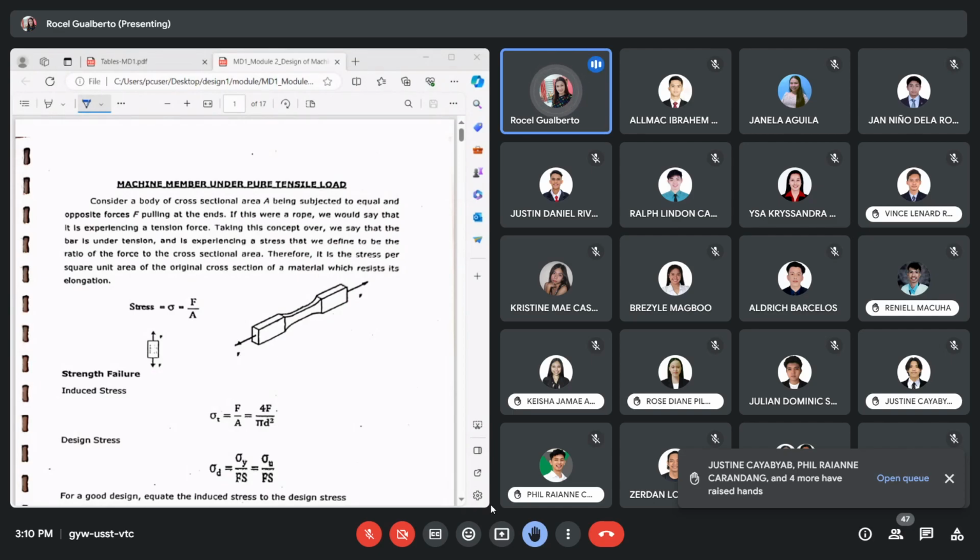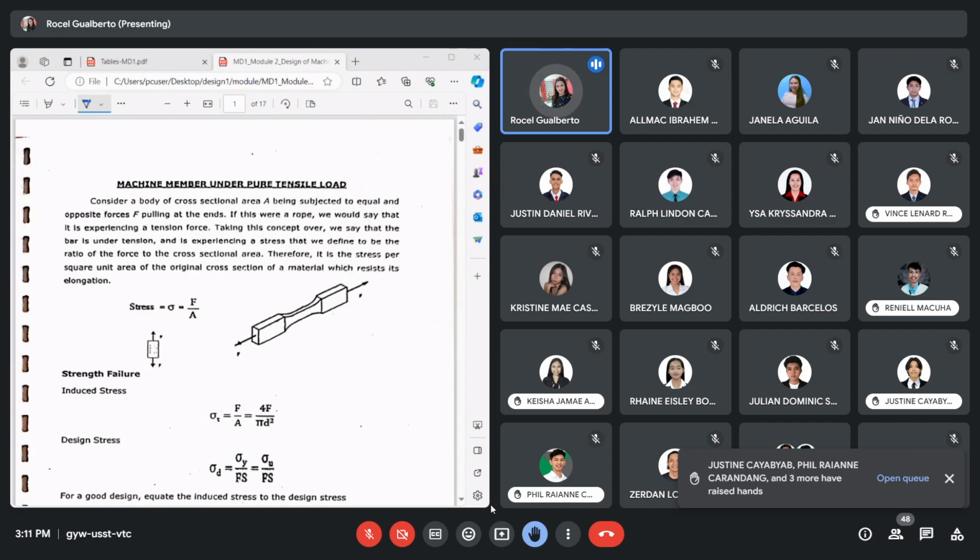And then on number 2 naman po, you have the factor of safety which depends on yung pong tatlong consideration. Una po is the kind of load, pangalawa is the type of material, and then the last one would be the basis of design.